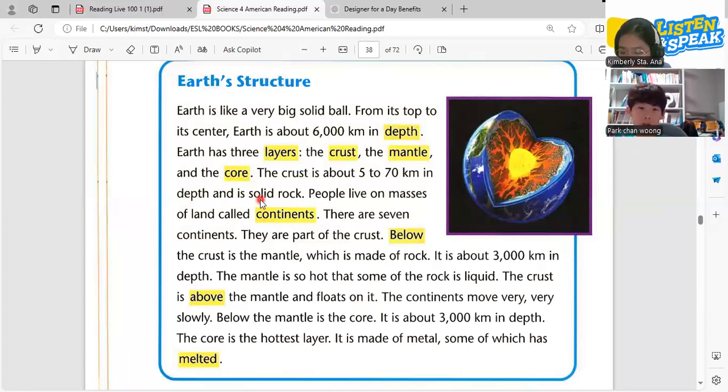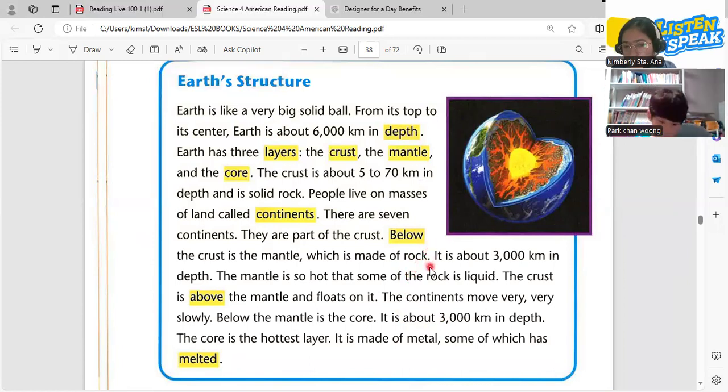Below the crust is the mantle, which is made of rock. It is about 3,000 kilometers in depth. The mantle is so hot that some of the rock is liquid. The crust is above the mantle and floats on it. The continents move very, very slowly. Below the mantle is the core. It is about 3,000 kilometers in depth. The core is the hottest layer. It is made of metal, some of which has melted.